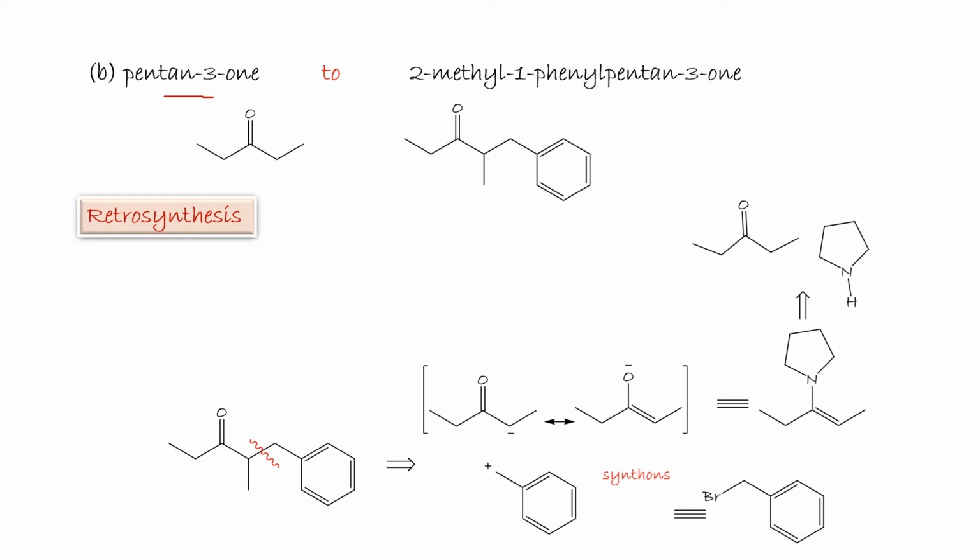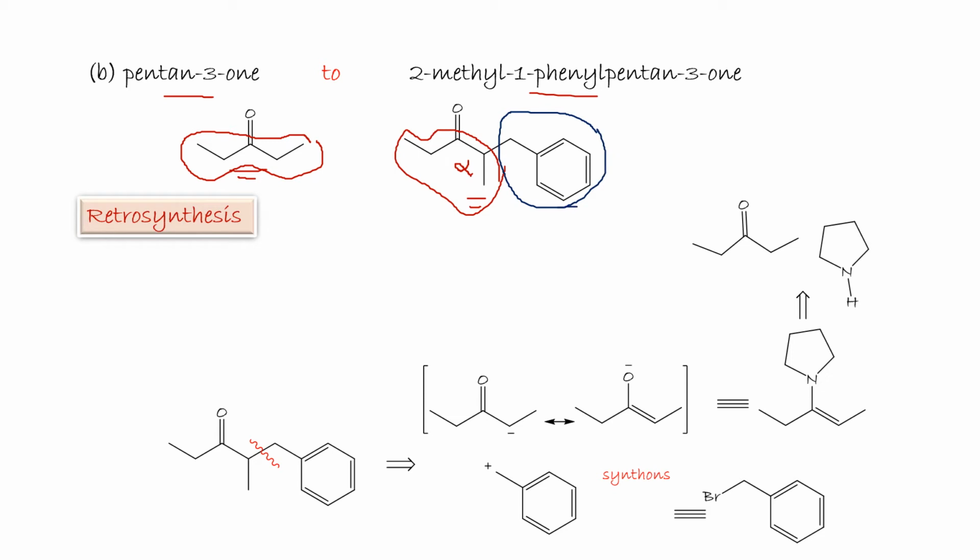From pentan-3-one to 2-methyl-1-phenyl pentan-3-one. From this one to that one. So this is the skeleton here. It is the same in here. This is alpha. So this will be the substituted. This is the substituent, or what we are going to get in here. This will have the negative, and this carbon will have the positive.